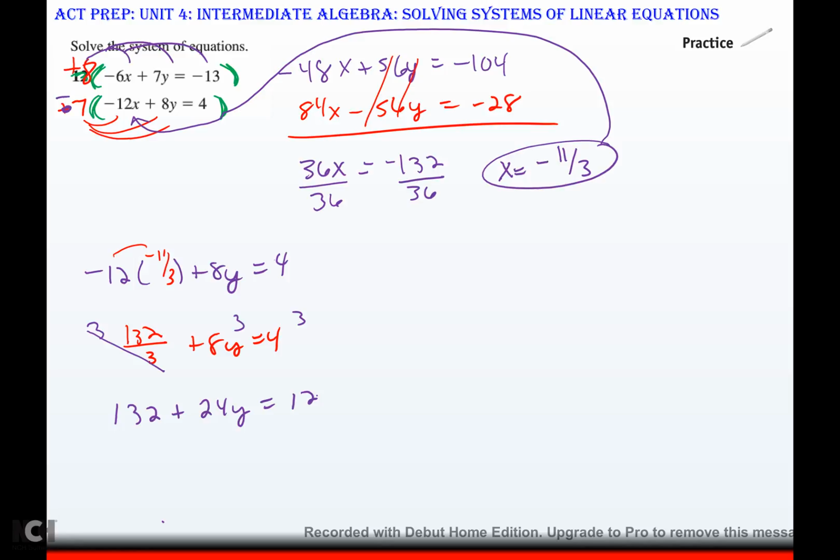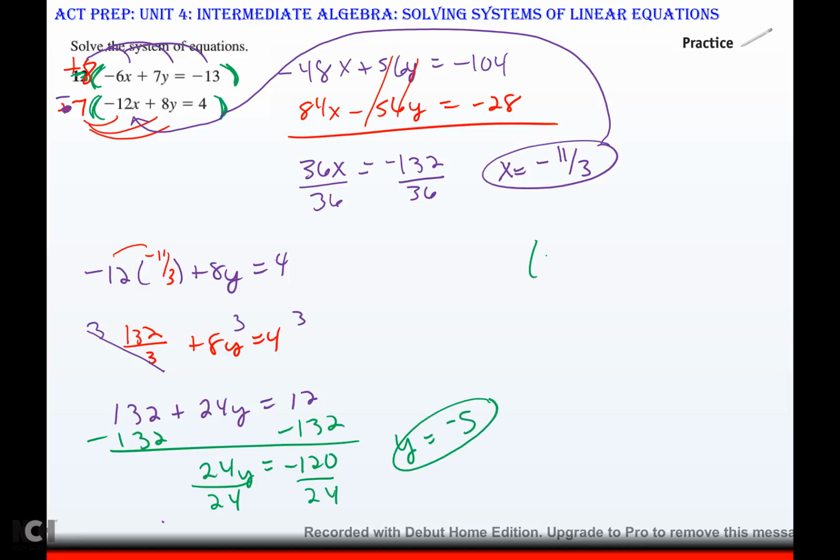Okay, so now to get y alone, I'm going to change colors. Subtract 132, subtract 132, I get 24y equals negative 120. Divide by 24, divide by 24, and y equals negative 5. So my solution is negative 11/3, negative 5. Again, this one, who knows what they're going to do, they wrote it as a mixed number.